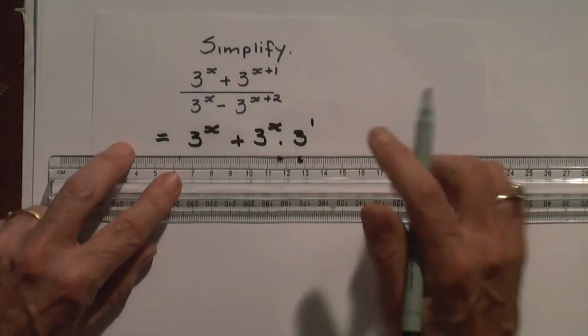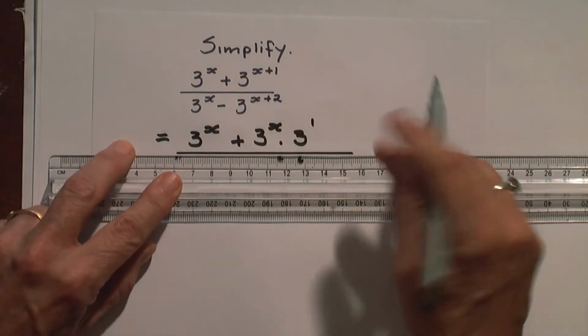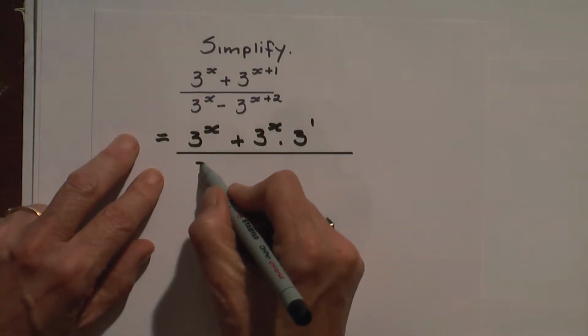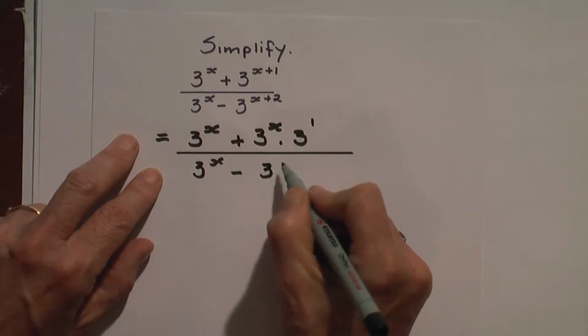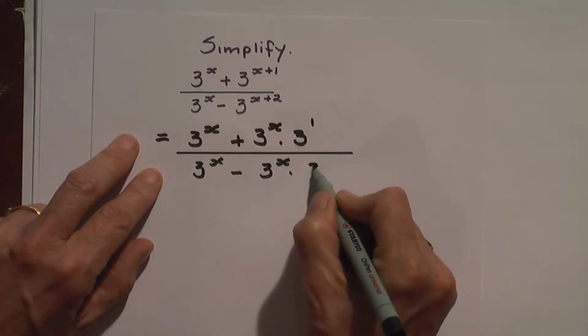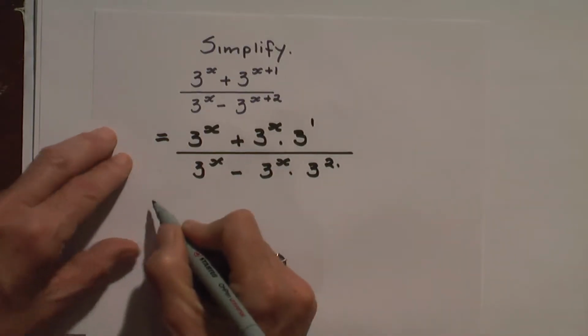Right, underneath. Again, I've got 3 to the x minus 3 to the x times 3 squared. And now we are ready. Why did we do that? Because we want to get out that common factor so we can cancel the factors.